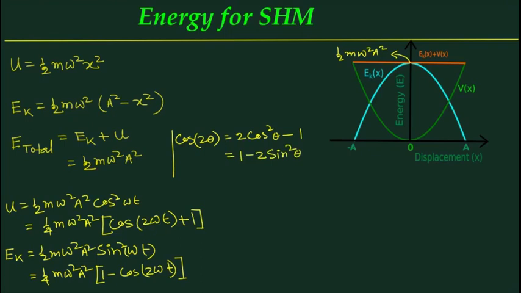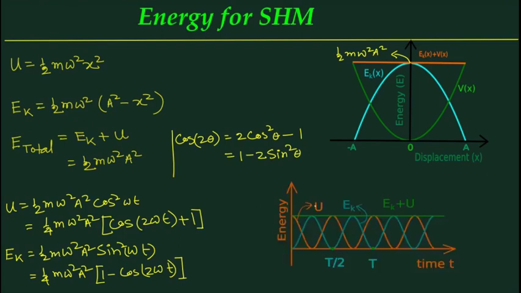If we plot it, this line represents the potential energy, this blue line represents the kinetic energy, and this green line represents the total energy. They oscillate with twice the frequency of the SHM.